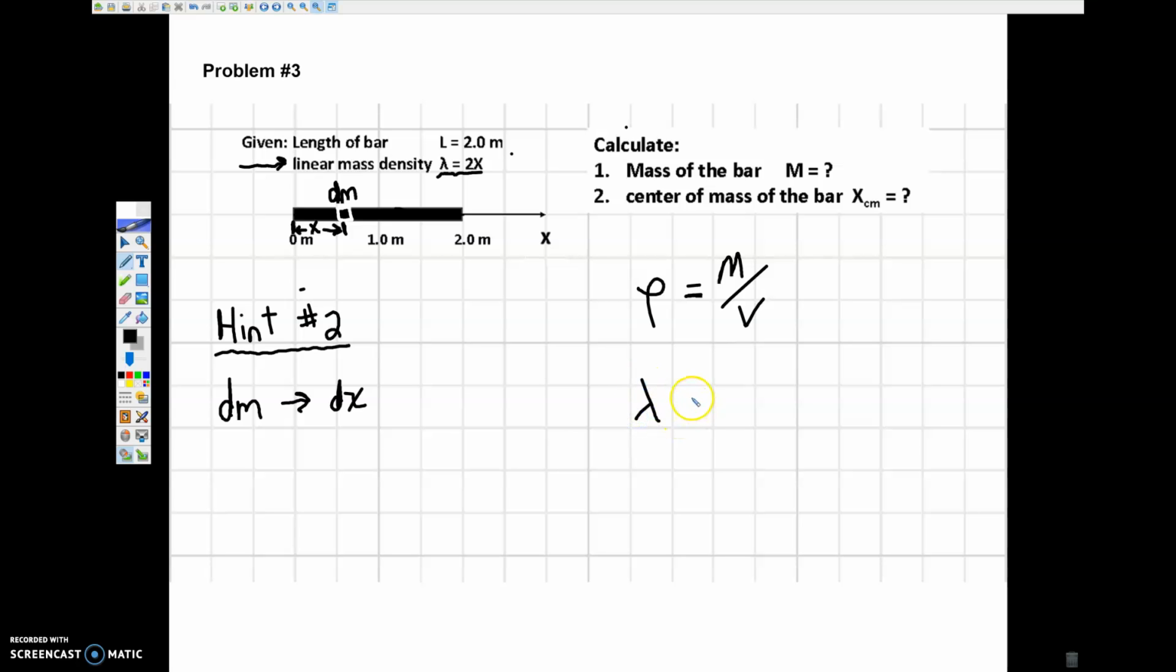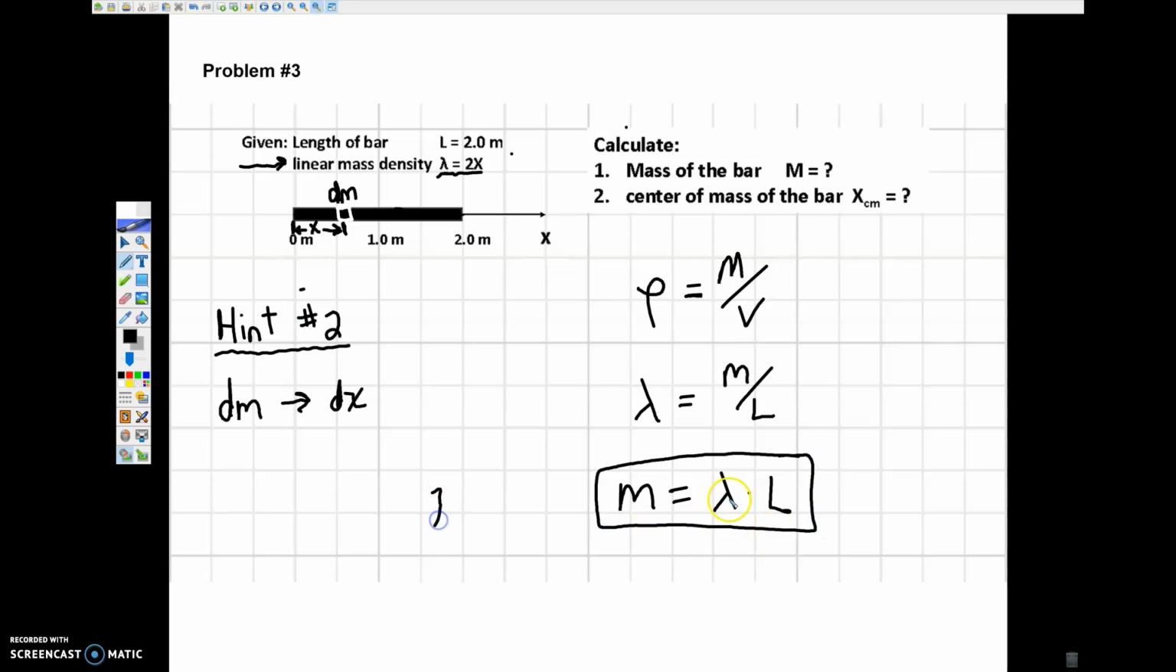Linear mass density is equal to mass divided by length. If we rearrange that and solve for mass, mass would equal linear mass density times the length. But this statement here is only true if the linear mass density is constant throughout the whole length. But in this problem, it changes.